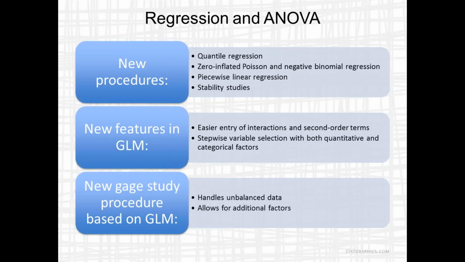You know, there are quite a few procedures in Statgraphics now to do repeatability and reproducibility. However, there's a couple drawbacks. First off, in the older procedures, the data has to be balanced. Every operator, for example, has to measure the same number of parts the same number of times. Well, the new procedure in version 19 will handle unbalanced data, where some operators may measure more parts than others. The new GLM gauge study procedure also allows for additional factors beyond just operators and parts.